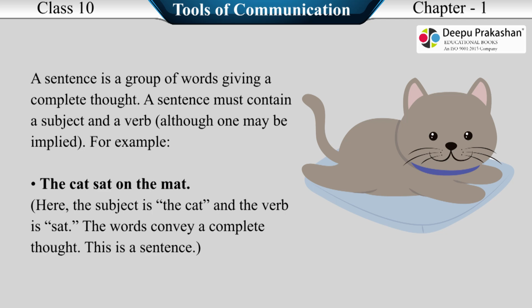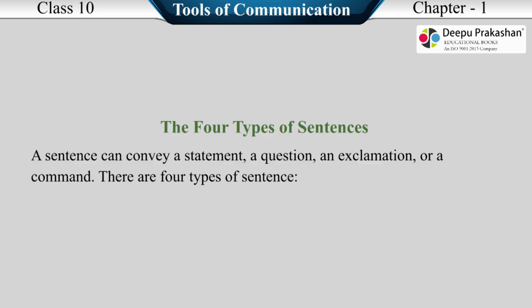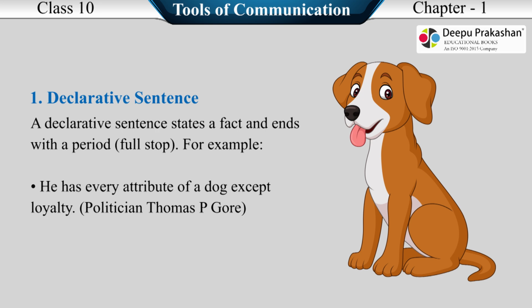This is a sentence. The 4 types of sentences. A sentence can convey a statement, a question, an exclamation, or a command. There are 4 types of sentence. 1. A declarative sentence. A declarative sentence states a fact and ends with a period, full stop.